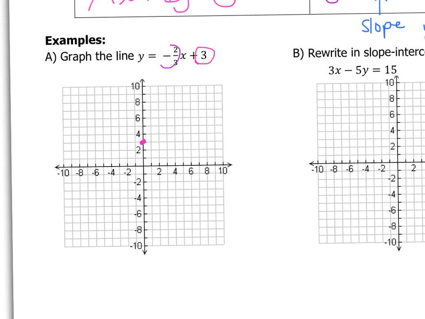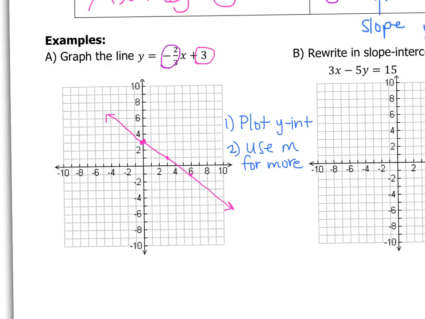Then from there, we'll use the slope of negative 2 over 3. So from the y-intercept, we go down 1, 2, over 1, 2, 3. Go down 1, 2, over 1, 2, 3. And then connect your points for your line. So again, first plot the y-intercept, and then secondly use the slope m for more points.